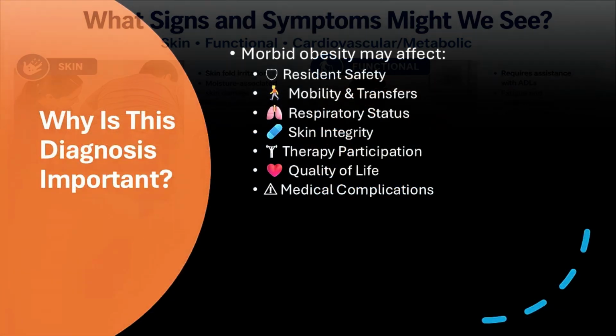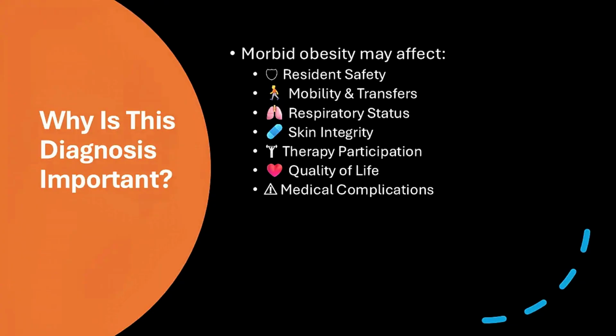So why does this diagnosis matter? Morbid obesity can affect many aspects of a resident's health and daily life. It may impact mobility, transfers, respiratory status, skin integrity, participation in therapy, and overall quality of life. It can also increase the risk for medical complications and influence the resident's plan of care.